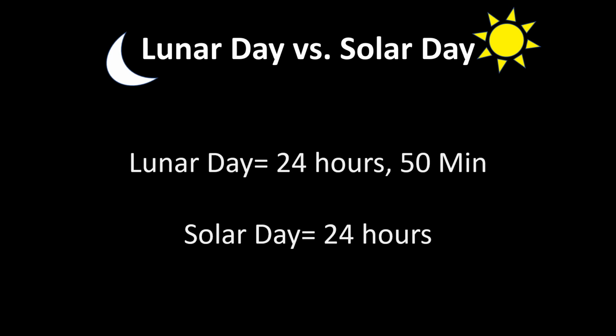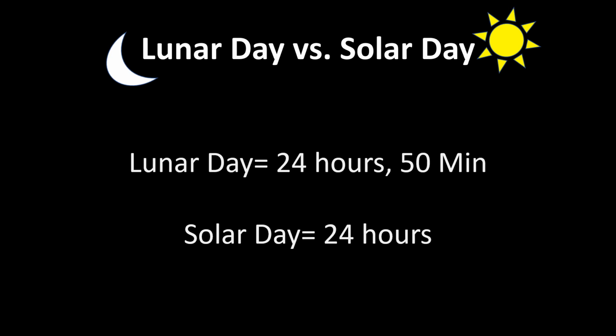Here's why. A solar day, which is the time that it takes for a specific site on Earth to rotate from one exact point under the sun to the same point under the sun, takes 24 hours. This is the time period we use. A lunar day, however, is 50 minutes longer than a solar day because the moon revolves around the Earth in the same direction that the Earth rotates around its axis. So it takes the Earth 50 more minutes to catch up to the moon.